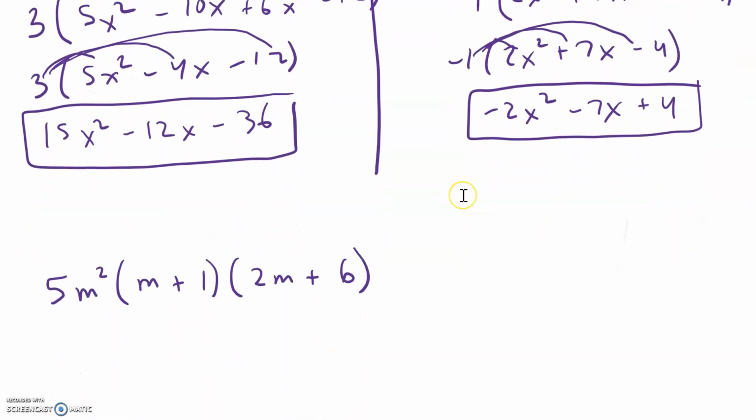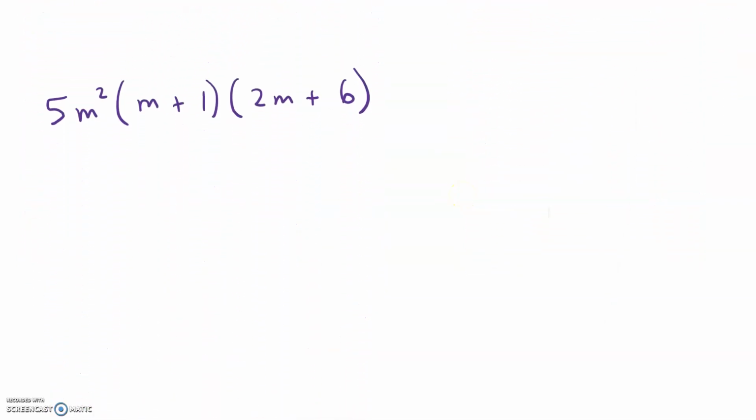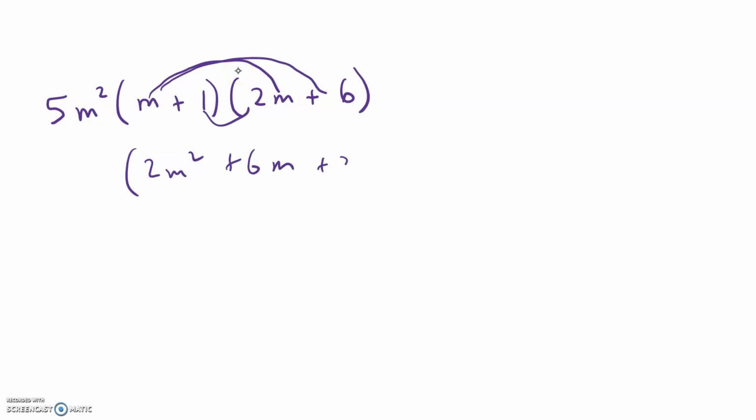Okay, third example, same procedure. Just the term in front is a little bit more complicated. So once again, do FOIL first. M times 2m is 2m squared. M times 6 is 6m. 1 times 2m is 2m. 1 times 6 is 6. Okay, the 5m squared, don't forget about it. Just put it in front.